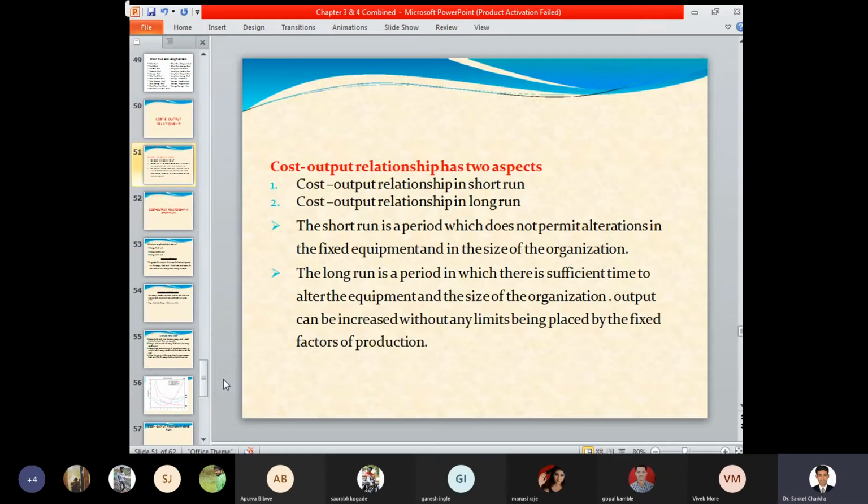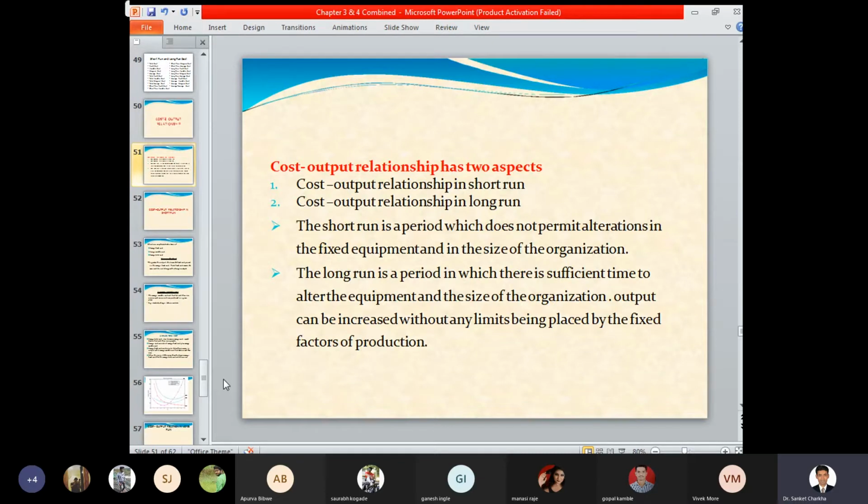Now, before we proceed with this consideration, first thing that we need to understand is that anywhere in terms of economics, whenever we are dealing, the concept of economics is applicable either for the short run or for the long run. Hence, whenever we are studying the concept of cost and output relationship, there are also two concepts, that is cost and output relationship in the short run and cost and output relationship in the long run.